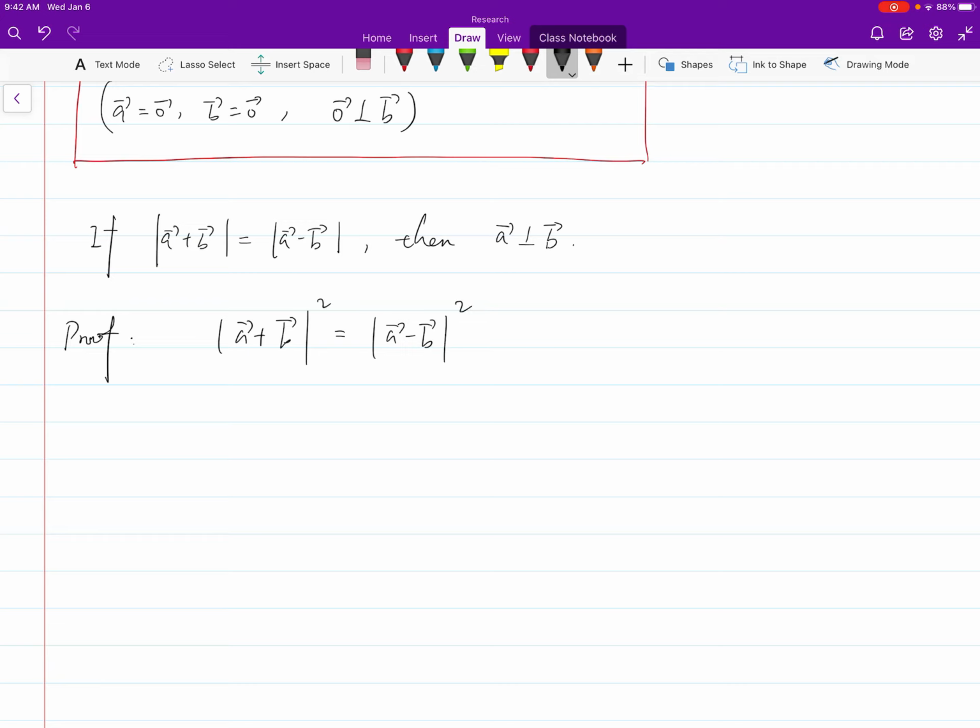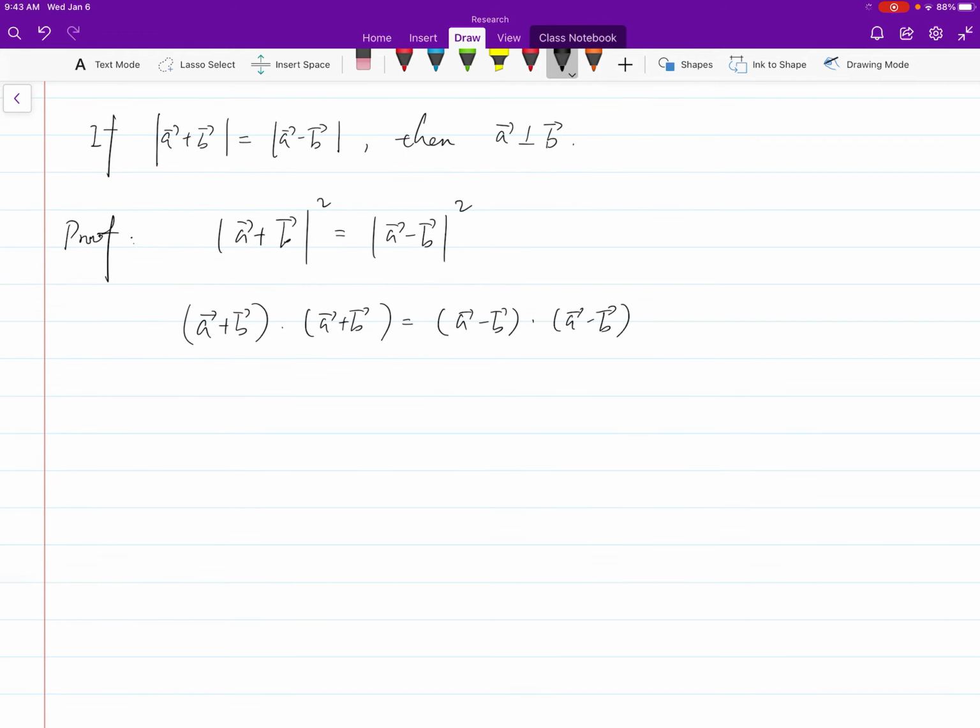If this equals that, we square it, it's still equal, right? Then that means A plus B dot A plus B equals A minus B dot A minus B, by the definition of the dot product. But then we can distribute. We will have one term like that, and one term like that. We have done this before, so I'm just going to write it down. We are going to have A dot B and B dot A, but they're the same, so twice of them.